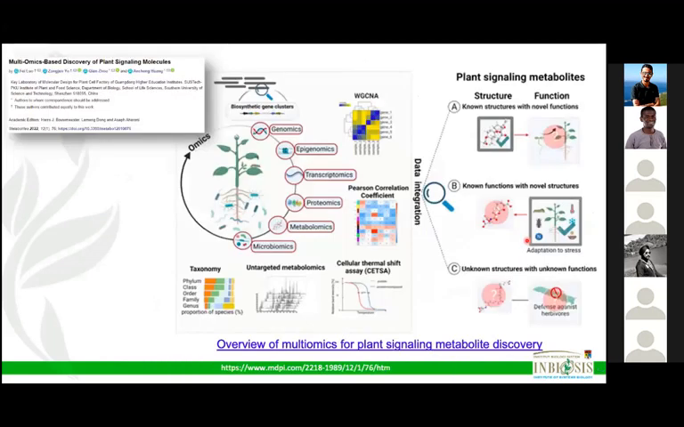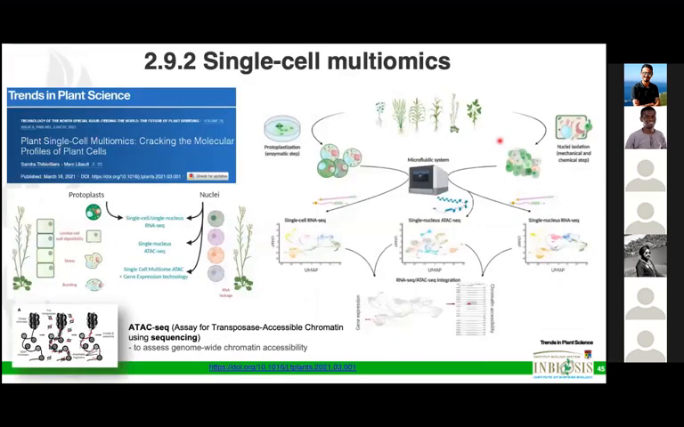And this is an example of how you identify or discover plant signaling molecules using the multi-omic approach, integrating metabolomics and whole genome co-expression analysis to identify signaling metabolites, either of known or unknown structure. So combining single cell genomics and multi-omics, you get single cell multi-omics. So yeah, the field is getting more integrative.